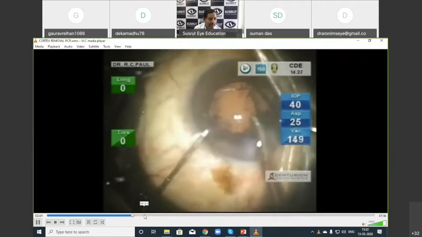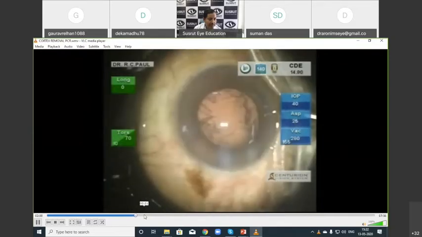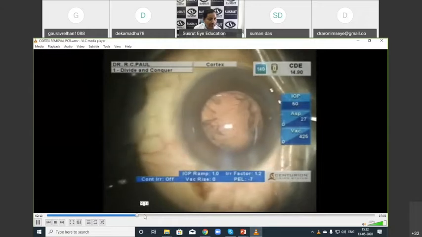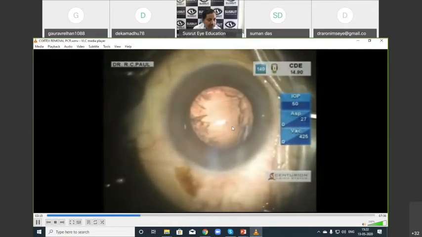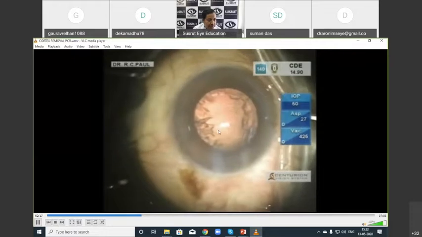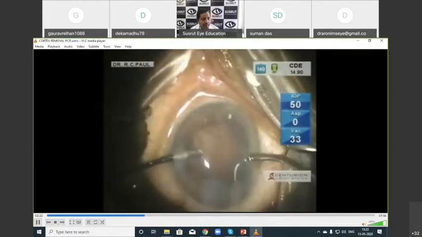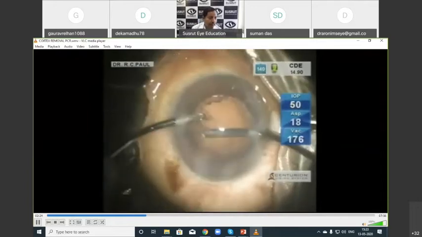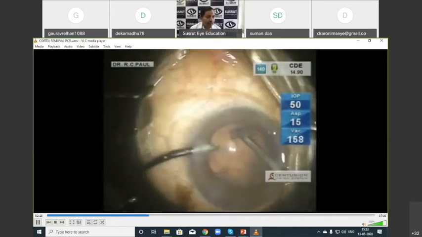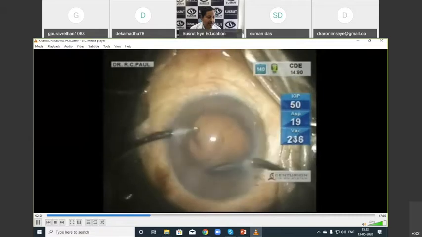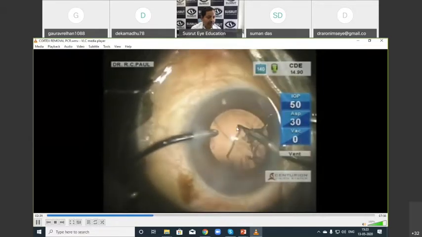But to an utter surprise, while the last piece was being removed, you can see a small tear. I mentioned to you that it should be detected at the earliest. So the irrigation aspiration started. You can notice a linear line of PCTR.